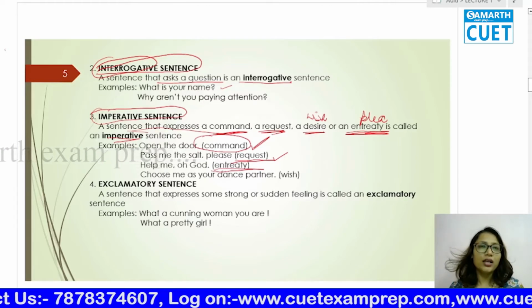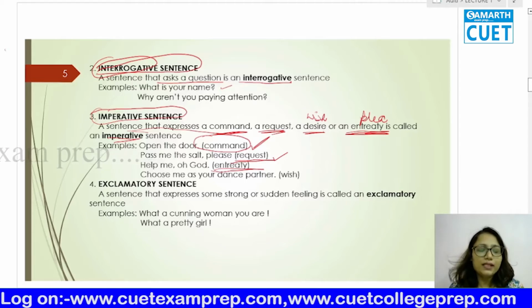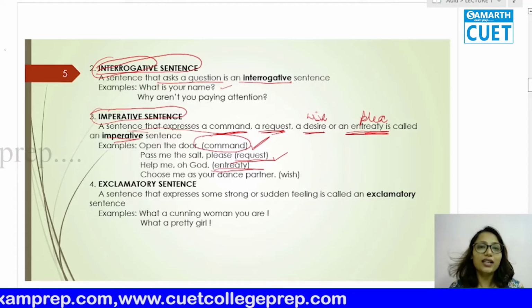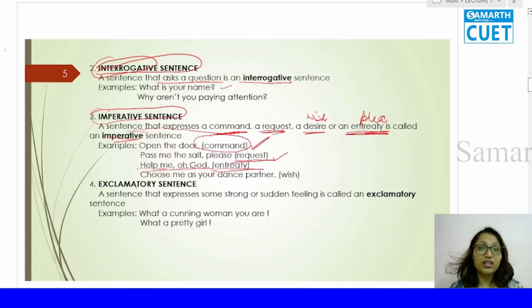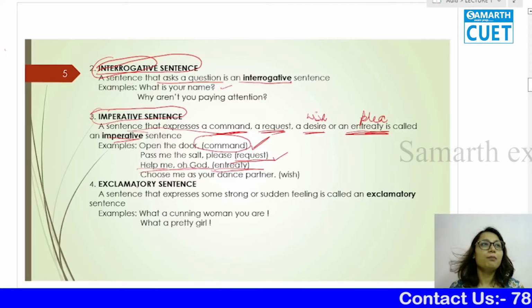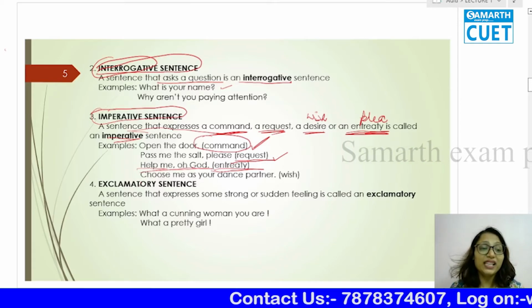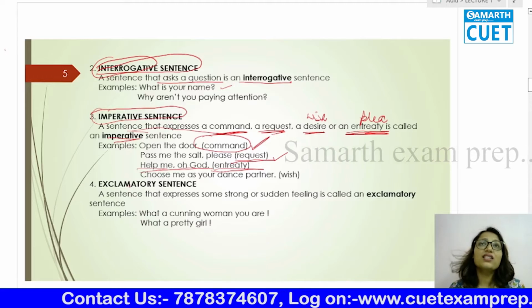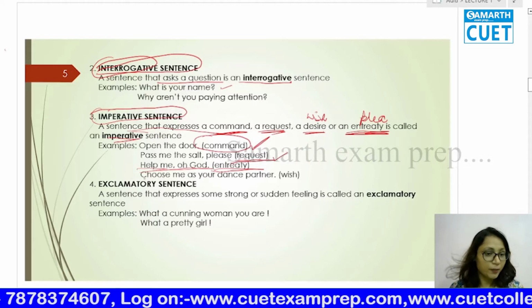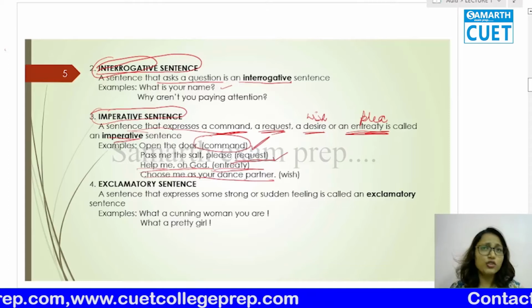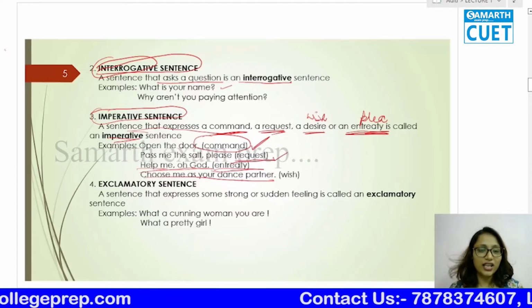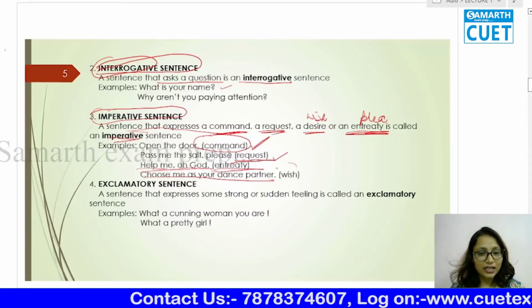You speak to somebody emotionally, sentimentally, please help me, please. Like you are helpless, you don't have much option, so you're pleading to somebody, so that's an entreaty. That means, just an example, help me, oh God, help me. Not like the help me which you usually say, but when you are in dire need of it, when you tell a person, please save me from this disaster, that means you're pleading, God save me. That's an entreaty. Choose me as your dance partner, that's a wish, because that's a desire. You're telling somebody, choose me as your dance partner. You don't have much to say in it, the other person will decide, and it's your wish, so it's a wish or desire.